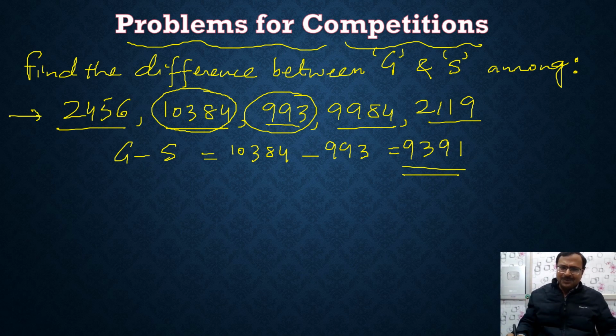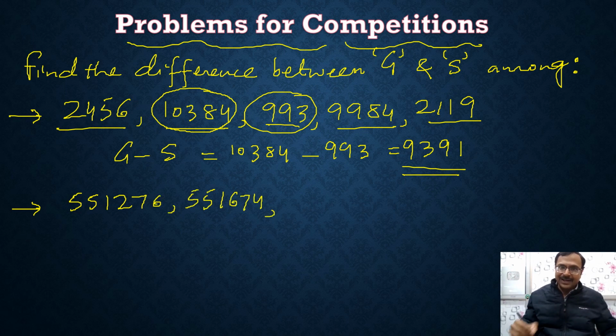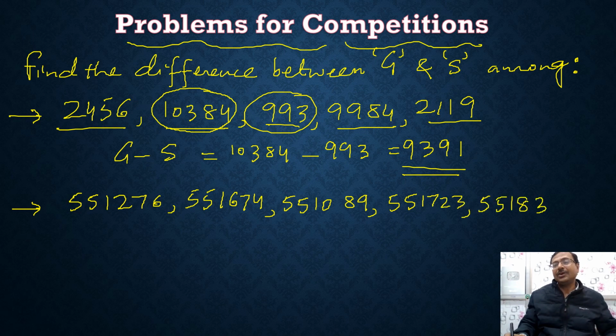Very easy, right? Now let's complicate it. Find the difference between the greatest and the smallest among these. Now look at this question. This is a previous year question. Look at the numbers: 551276, 551674. Now see, are they dancing? Be careful, okay? So 551089. Let's have one more. 551723, and then another one, 551833. Oh my god, now it's getting scary, right?